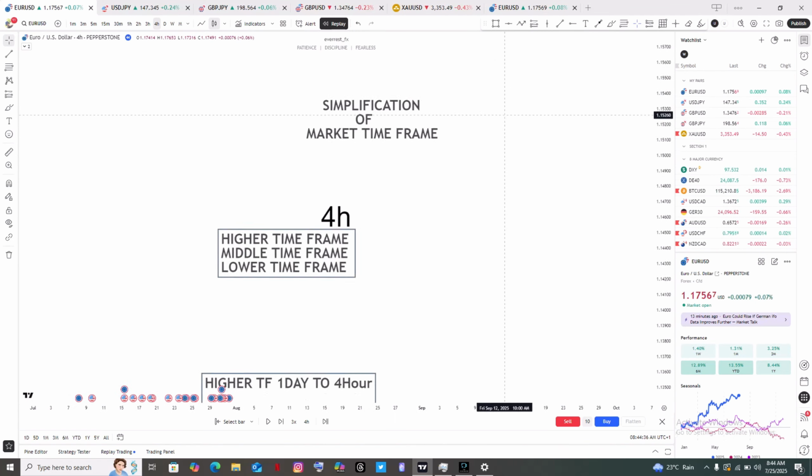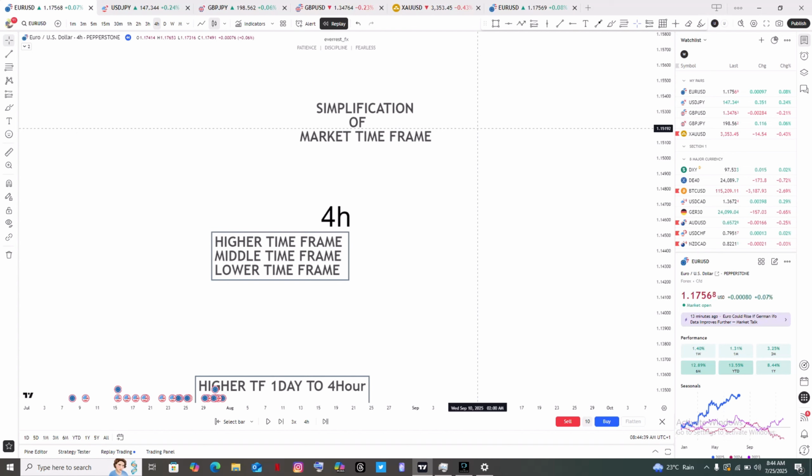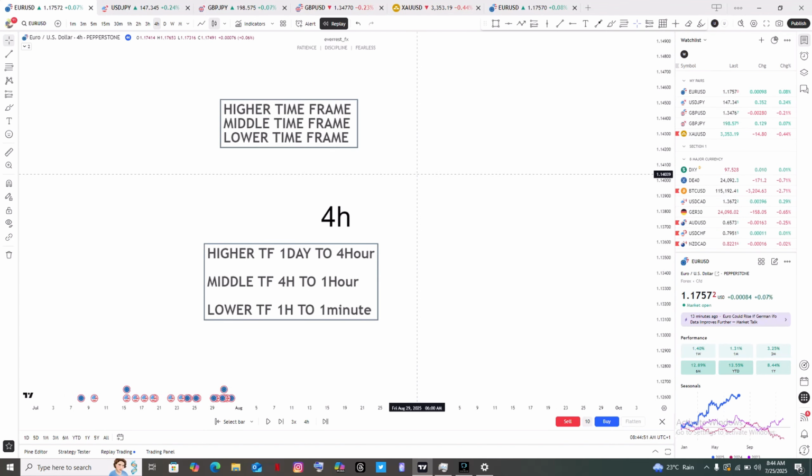In our previous class, we simplified market time frames as higher time frame, middle time frame, and lower time frame. Today we are going to be using these three simplifications of time frame. We'll start from the higher time frame. For the higher time frame, we are going to be using 1 day and 4 hours.